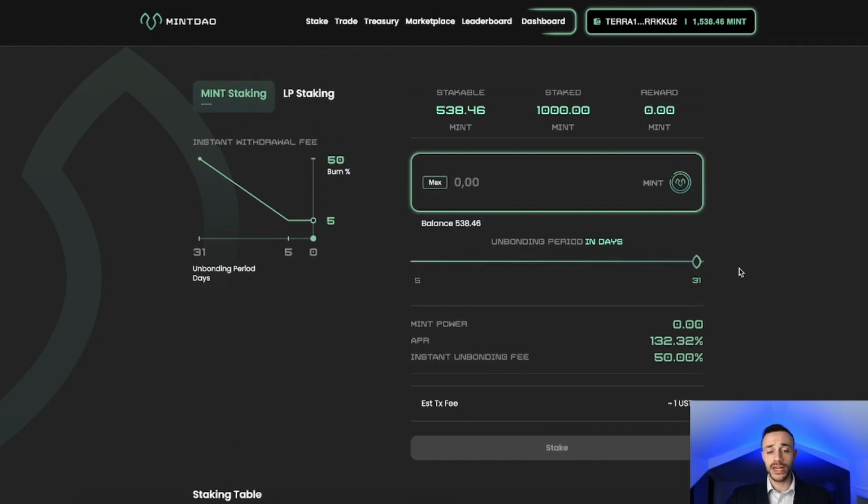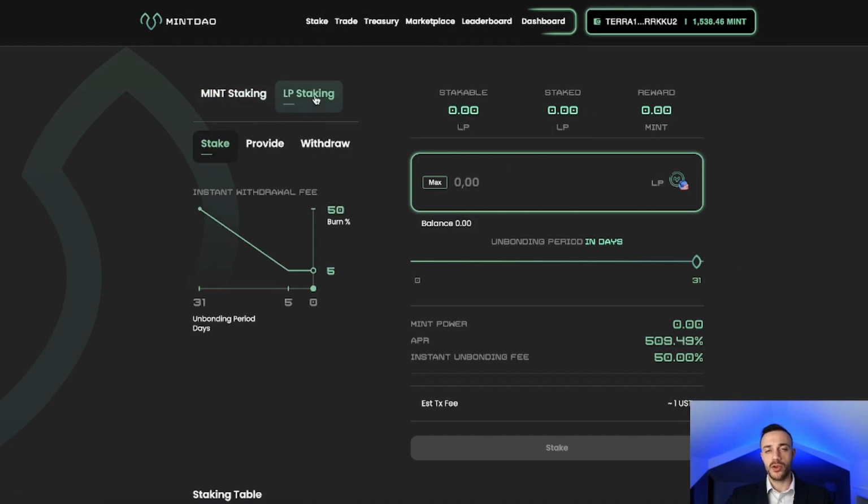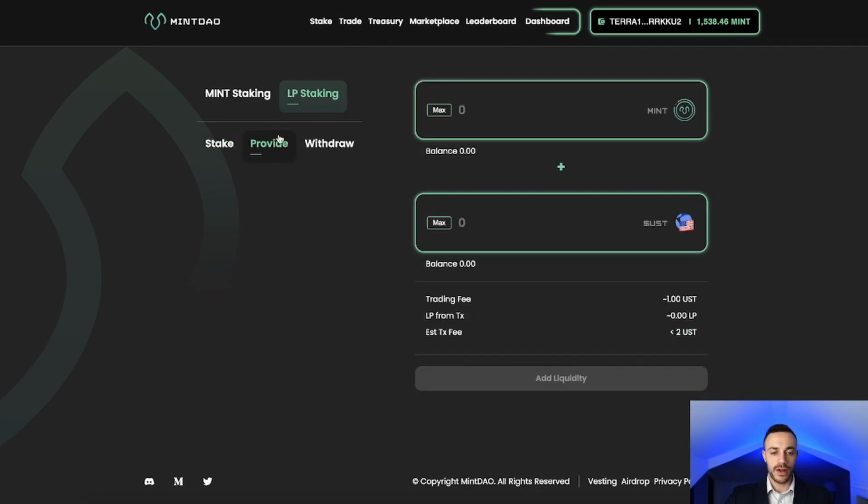Now, this is one way to stake your Mint tokens. The other way is to provide liquidity and then stake your liquidity provider tokens. To do that, all you would do is hit LP staking up here in the top left. First we need to provide liquidity to get our LP tokens. So now we'll hit provide.